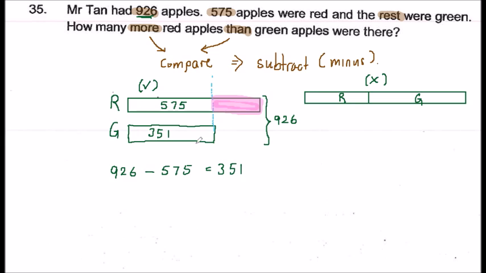So Jane, can you tell me how do we find the pink color region? Amir, please. 575 minus 351. Very good. And of course, we get the answer as 224.